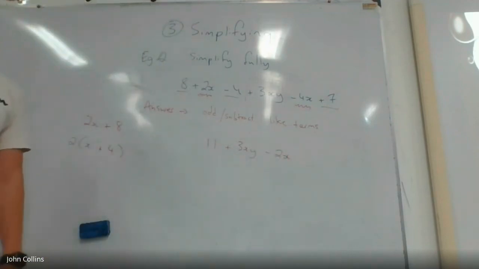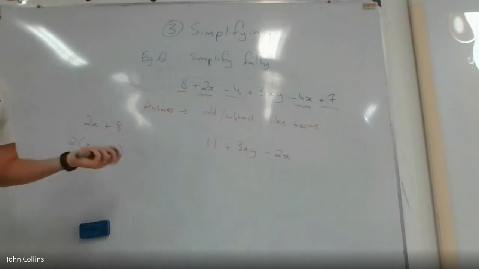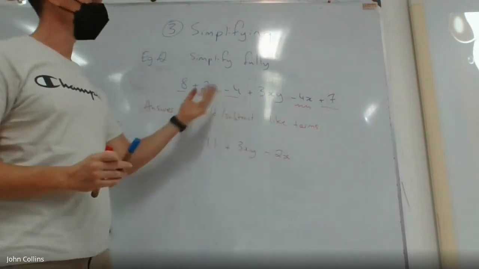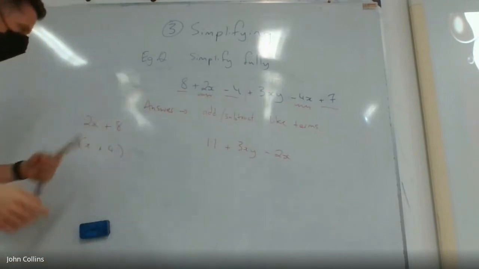Once again, there's no x equals at the end of this. I've just tidied it up a little bit. And that's it. So all I need to do is add or subtract the like terms based on the sign in front of them. That's simplifying.